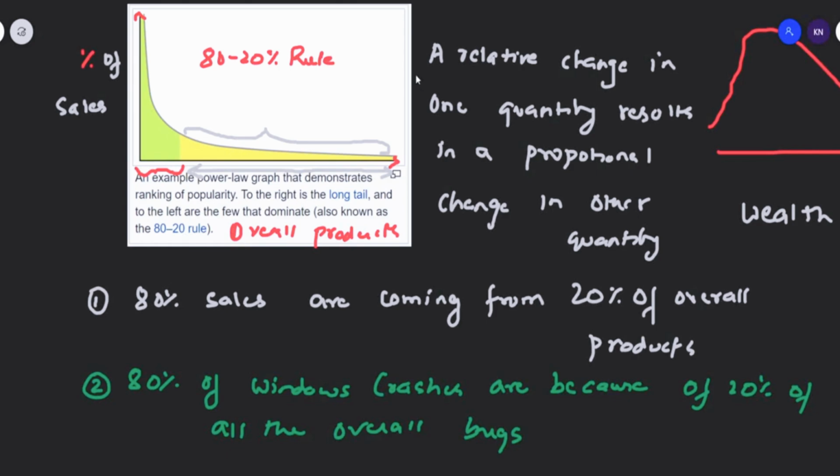If somebody asks you in an interview, because this is also a very important interview question, they may ask you for various examples. So if somebody asks what a power law is, you can basically say that a power law is a relationship between two quantities wherein a relative change in one quantity results in a proportional change in the other quantity. This is a very important definition with respect to power law, and this is what it basically says.